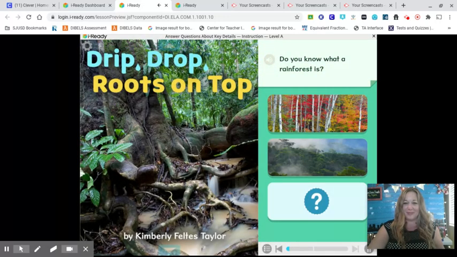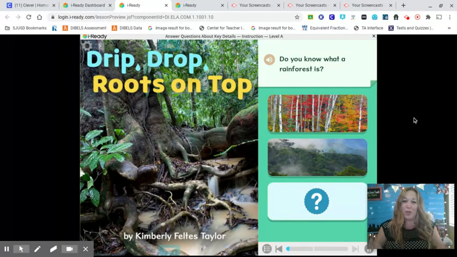Before you read, do you know what a rainforest is? If you do, tap the picture that shows a rainforest. If you don't, tap the question mark to learn more. Every good reader is going to use the title and the pictures to help them think, what do they already know about this topic? I know that I've seen movies and read books before about the rainforest, so I'm going to click on the middle one.